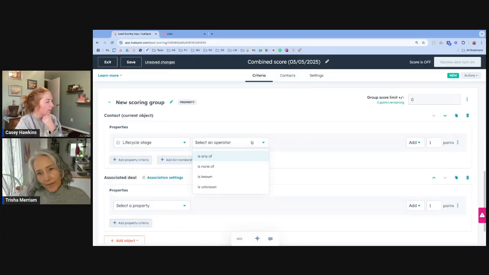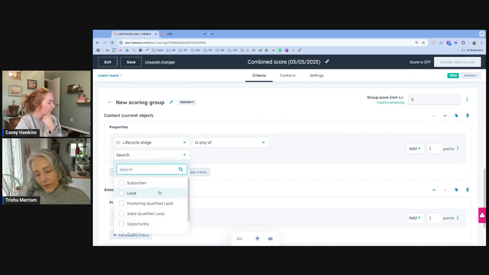Do people set up specific life cycle stages for closed lost? How do most people tag that?